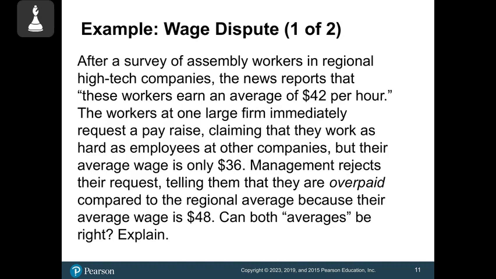Management rejects their request, telling them that they are overpaid compared to the regional average because their average wage is $48. Can both averages, in fact, be right? Let's explain.